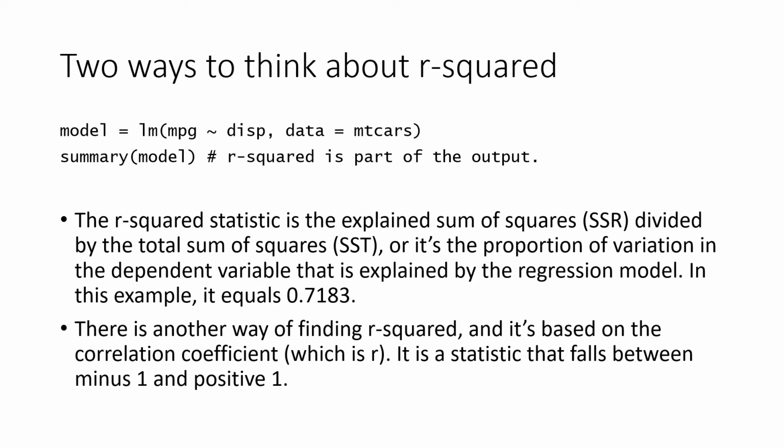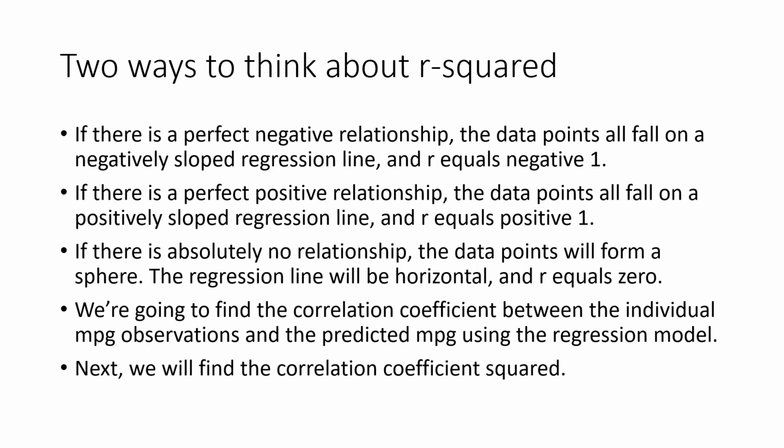There is another way of finding r squared, and it's based on the correlation coefficient, which is symbolized by the lowercase r, and it's a statistic that falls between -1 and +1. If there's a perfect negative relationship between x and y, the data points all fall on a negatively sloped regression line, and r will equal -1. If there's a perfect positive relationship between x and y, the data points all fall on a positively sloped regression line, and r equals +1. If there's absolutely no relationship between x and y, the regression line will be horizontal. The y-intercept will equal the mean of y, and r equals 0.